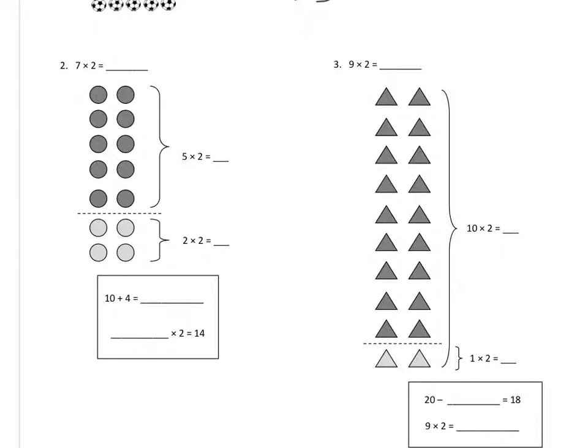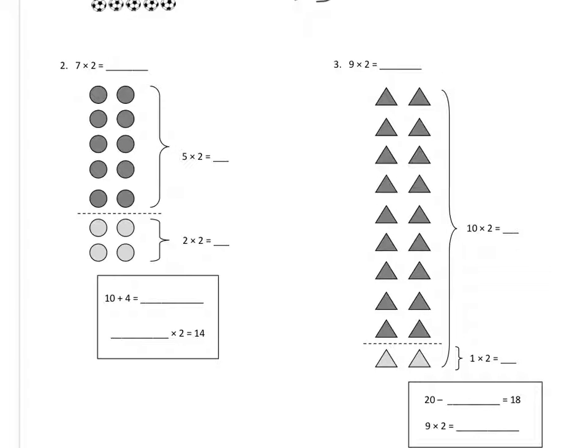Number 2, you can see my 2 different arrays this time are denoted by the darker shade of gray and the lighter shade of gray. So the problem we're trying to solve here is 7 times 2. Now we've learned a lot of strategies so far on how to solve 7 times 2, but what we're working on now is learning another one.